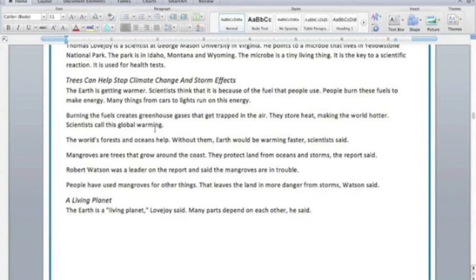What do we want to underline here that summarizes that trees can stop climate change and storm effects? What do we want to underline? Do we want to underline the heading? Perhaps we want to underline another sentence inside of the section that we just read. I'll give you a few seconds and I'm going to move on because we're almost done.